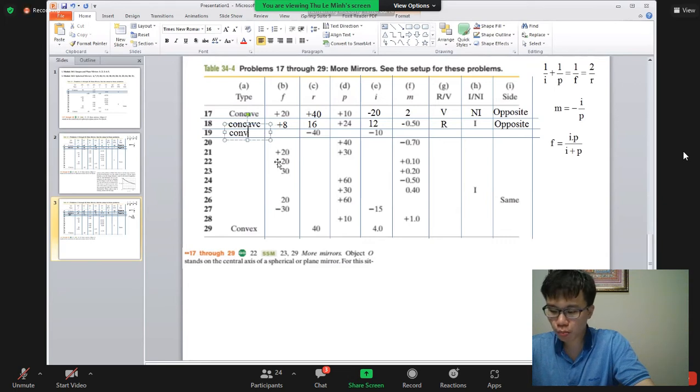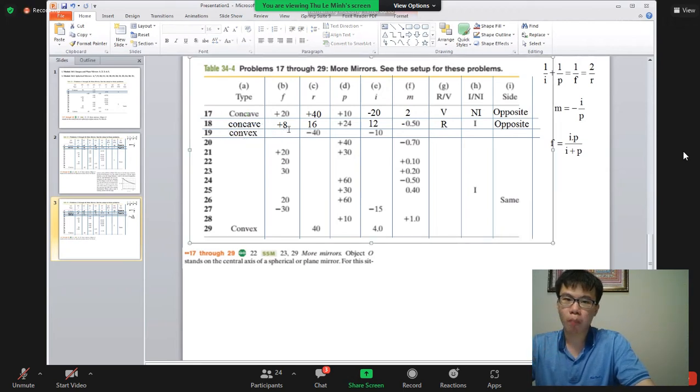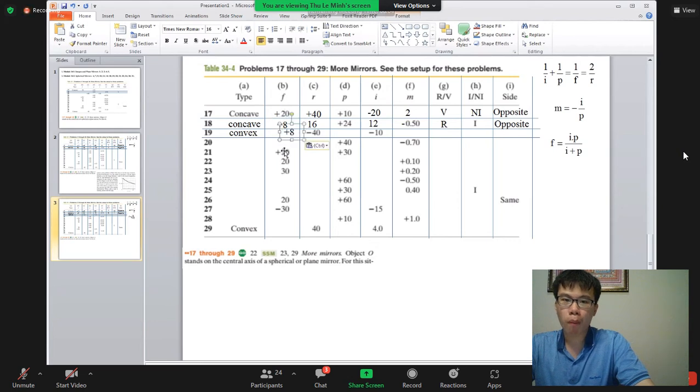Right. Okay. And how about the focal length? F. Yes. Minus F equals 20, right? Because F equals R over 2. Half, okay, a half of the radius.